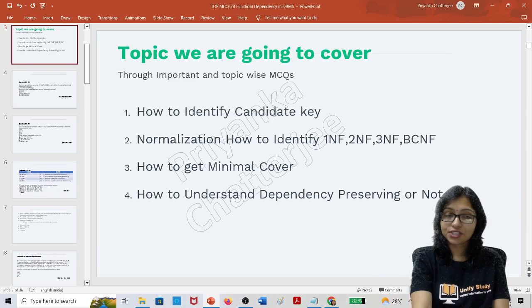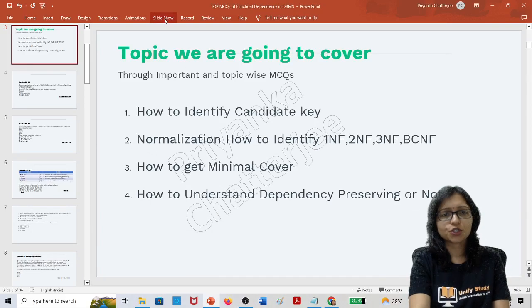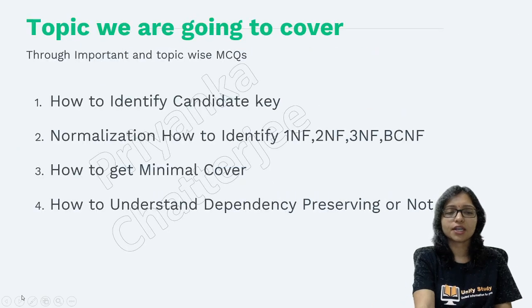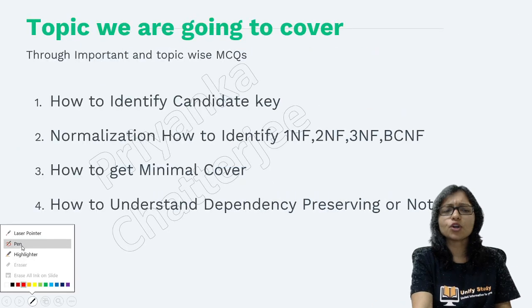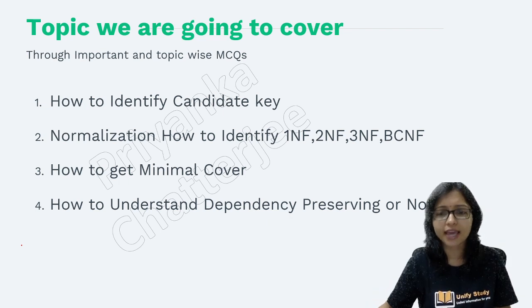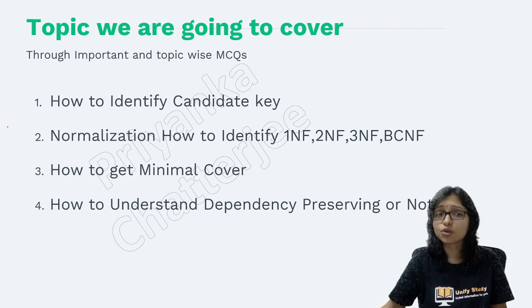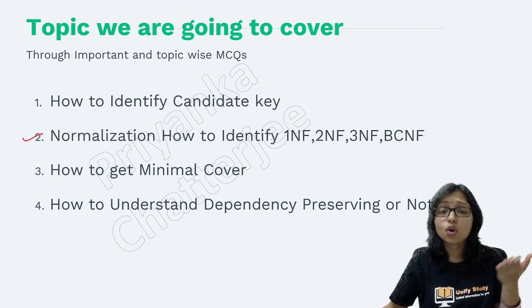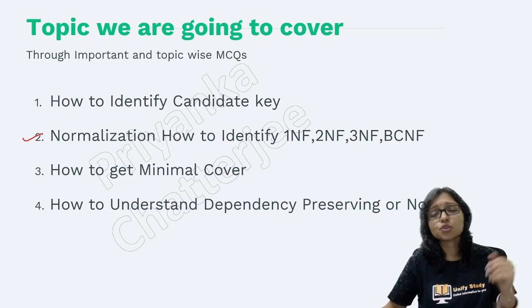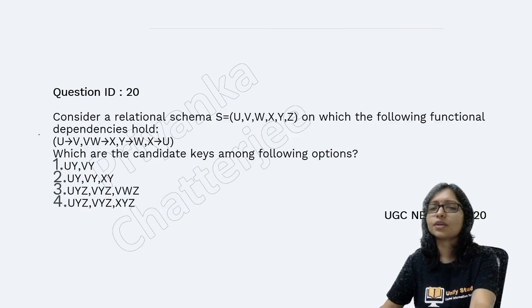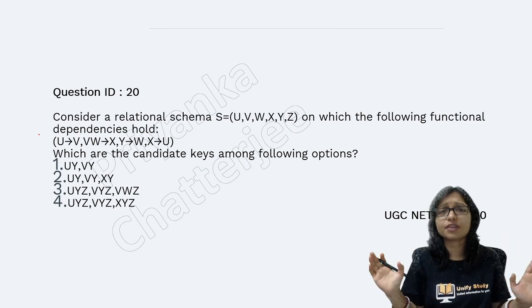Hi, you came to this channel and you are watching this video, which means all your problems regarding functional dependency will be resolved. In this video we will cover everything regarding functional dependency: how to identify candidate key, how to identify the normal forms 1NF, 2NF, 3NF, BCNF, what the minimal cover is, and how to solve functional dependency questions, because practical knowledge is very important.